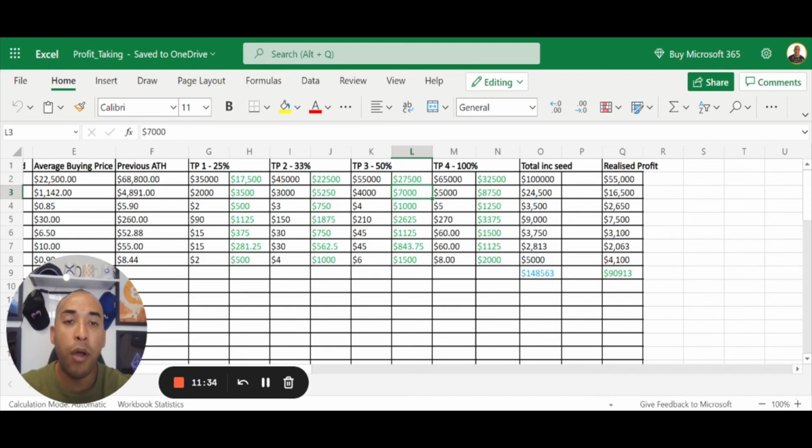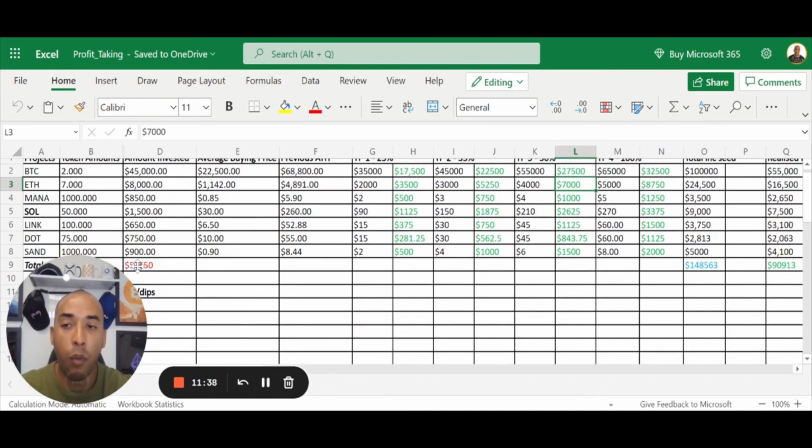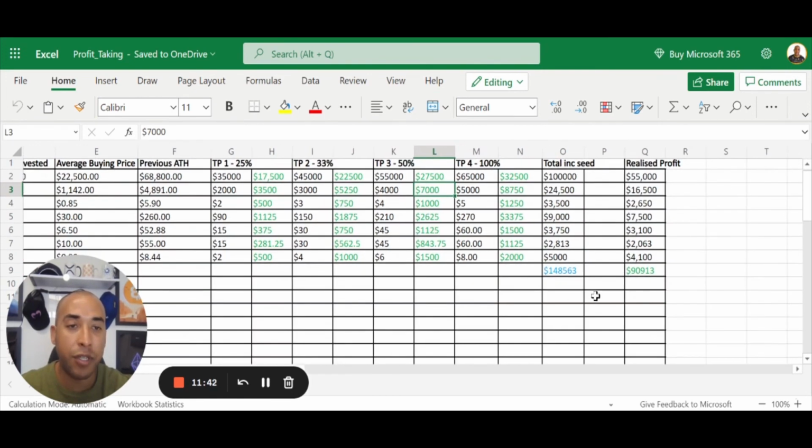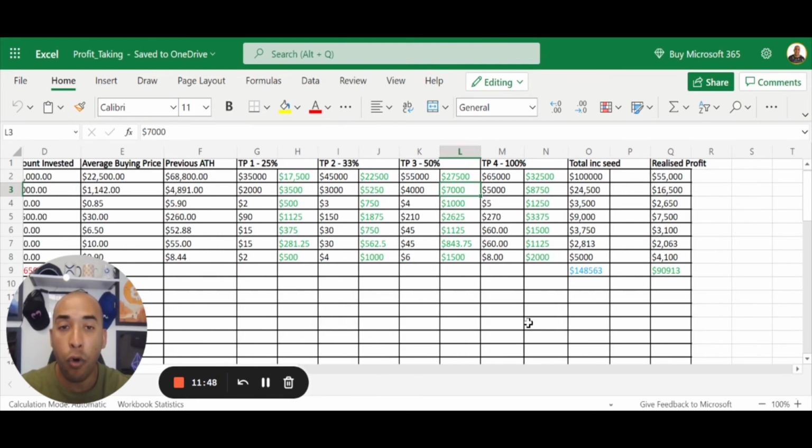But if we just go with what's on the top here, that's $148,563. Now, what we do then is simply subtract what our original spending was. And that gives us our realized profit of $90,913, all with realistic expectations across the projects in question.